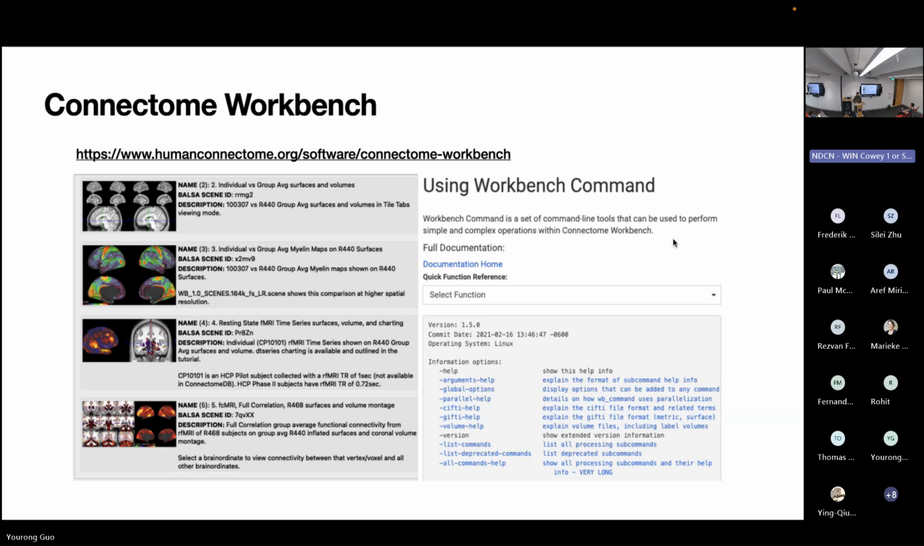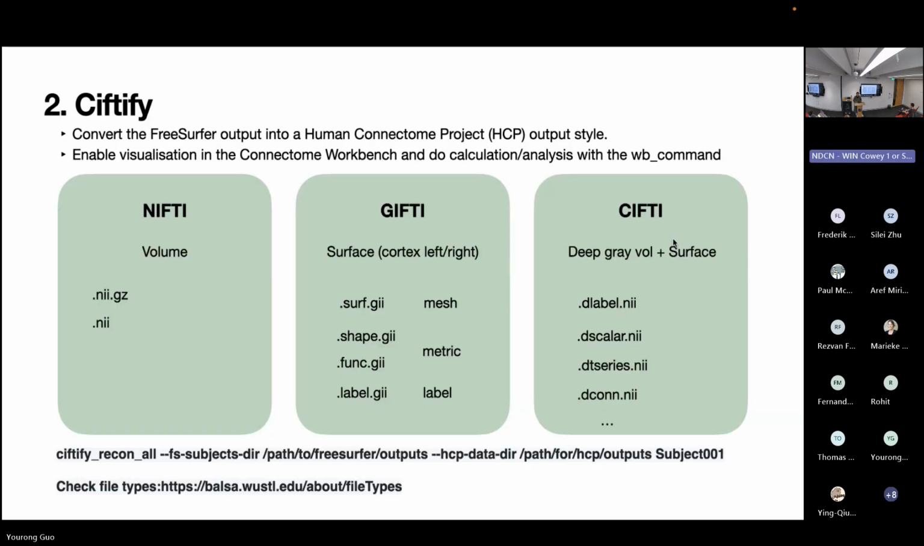But it also gives you a number of useful commands for you to do basic operations on the surface. It's very useful. To be able to do this, first we need to change the format from the FreeSurfer output style, because it only allows you to do things in FreeSurfer. You change this format into the HCP output style using this simple command, the PostFreeSurfer recon-all. You just need to give it the output directory of FreeSurfer, and then it will output all of these data for you, which you can load into Workbench.